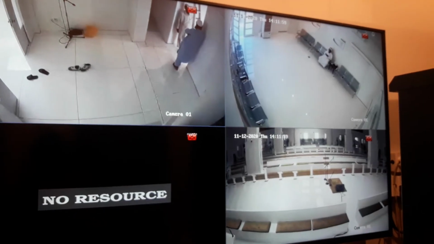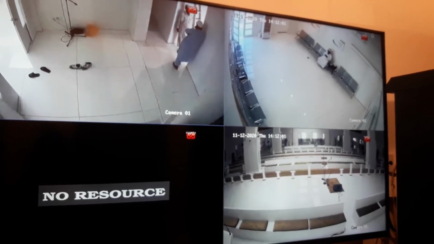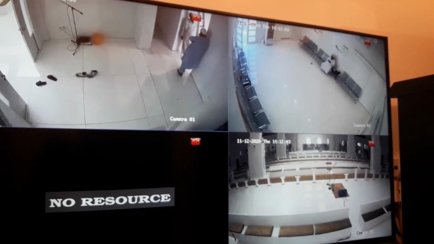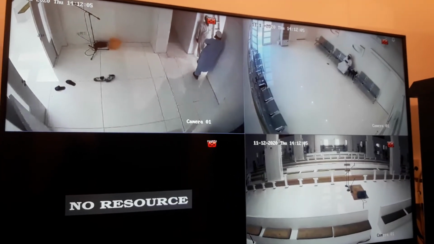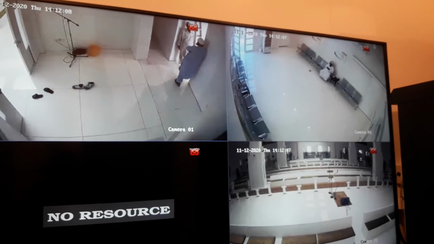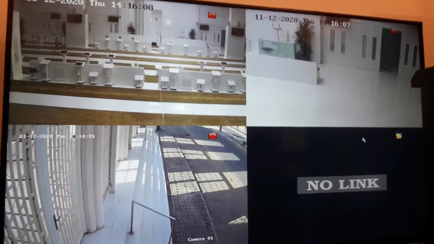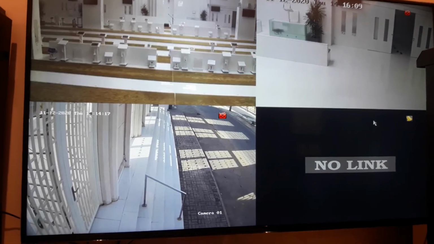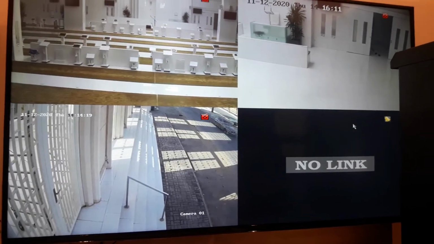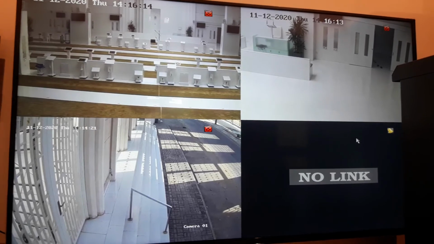This is another NVR, the second NVR. In the second NVR we have 4 cameras. One is with no resources, anyhow, it's coming. So see the cameras already. Okay, let's see another NVR. So we have here one more NVR. It's controlling four CCTV IP cameras.